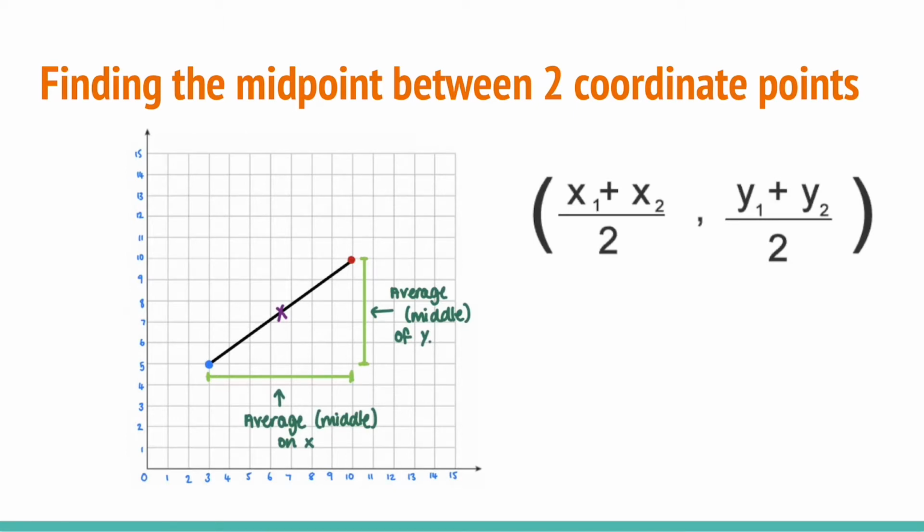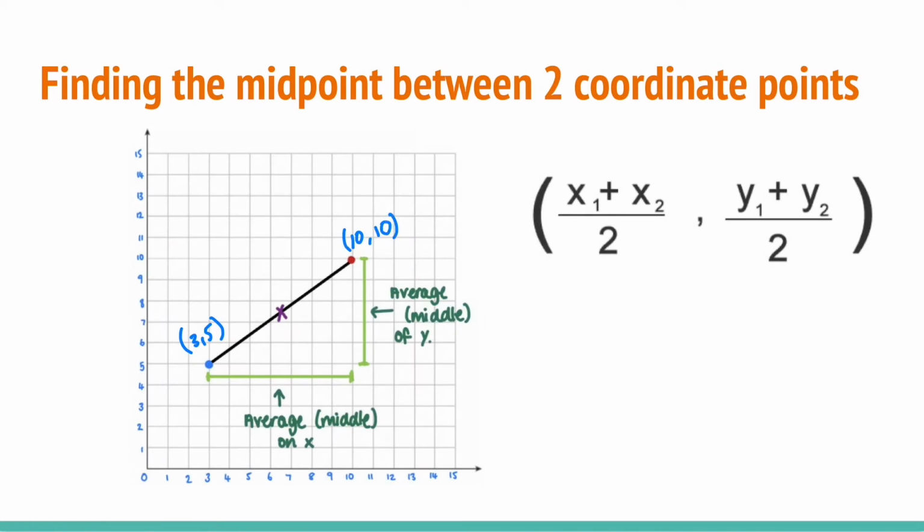And the formula that we use for this is basically finding the average of the x and then finding the average of the y. And to find an average, we add them together and divide by how many we've got. So we're going to add together the two coordinates for x and divide by 2, and then add together the two y coordinates and divide by 2. So for example, for this question, the first coordinate that we see is 3, 5. And the second coordinate that we've got is 10, 10.